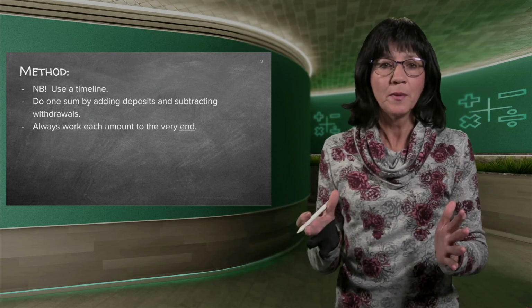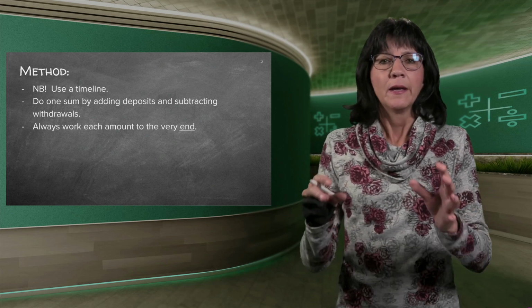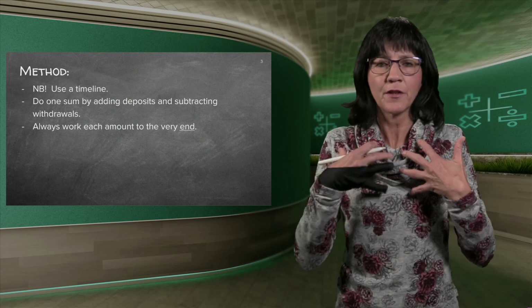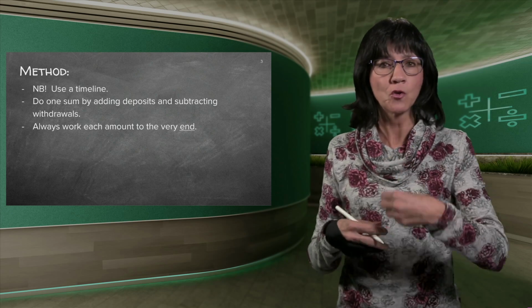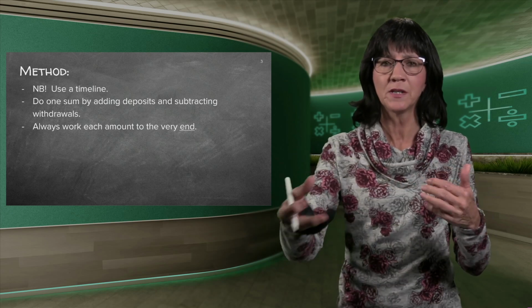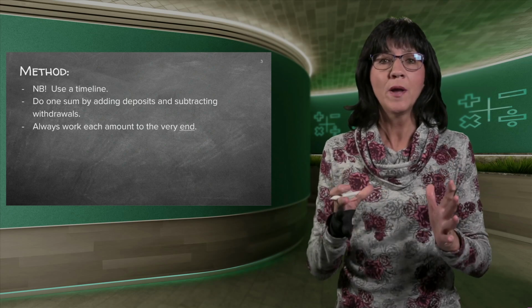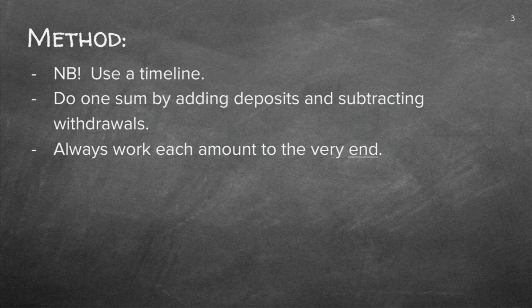So here's your method. Very important to draw a timeline. If they ask you to deposit, then you're adding because it's stuff that you want in the end. So you're adding the amounts. If you are withdrawing, automatically you subtract from what you've added. So from your investment, if you withdraw somewhere, you subtract that amount. And you always work each amount to the very end of the timeline. That is the most important part.